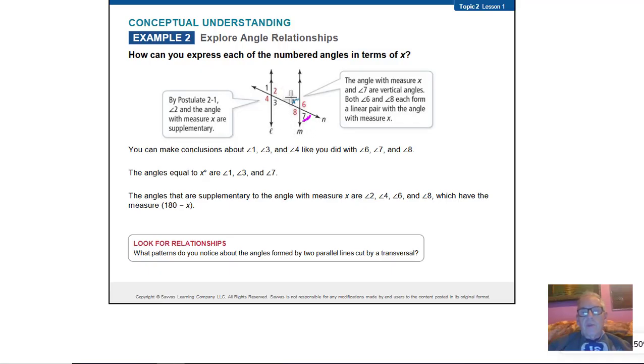So if 2 is supplementary to x, and if 6 and 8 are both supplementary to x, it must mean that 2 and 6 and 2 and 8 must be congruent to each other by our congruent complements or congruent supplements theorem from the last chapter. Let's move on.